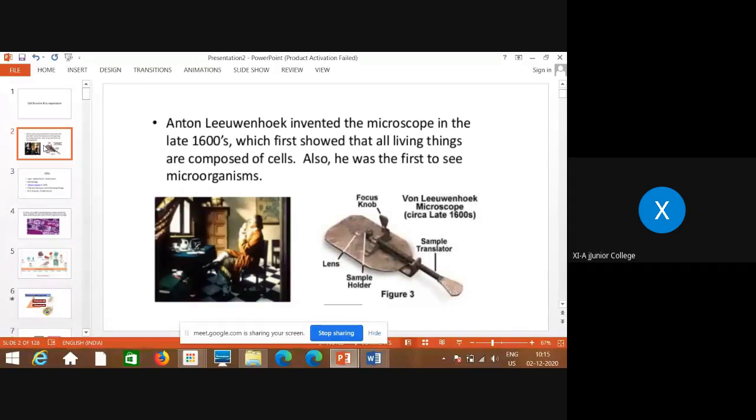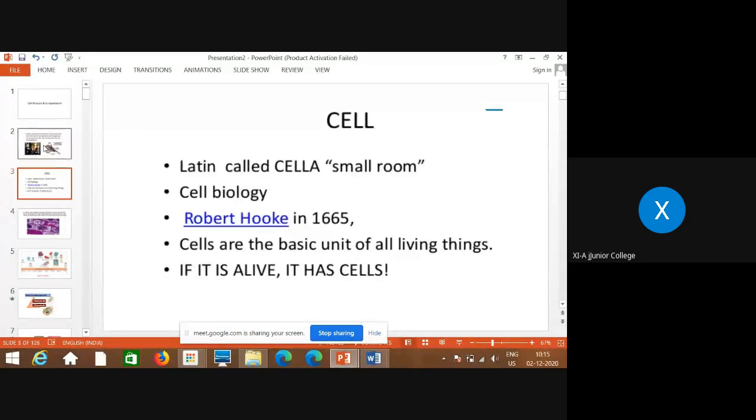That is the primary structure of the microscope made by Antony von Leeuwenhoek, through which he observed something larger than normal, and how the name cell was given afterwards. Cella is the Latin word that means small compartment or compartment-like structures. Cella is a small room or small compartments. And in 1665, Robert Hooke, first of all, gave this name.